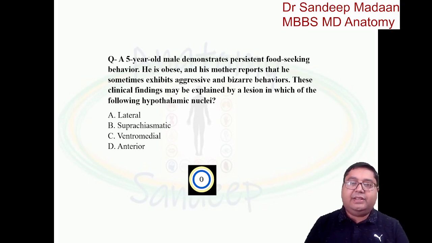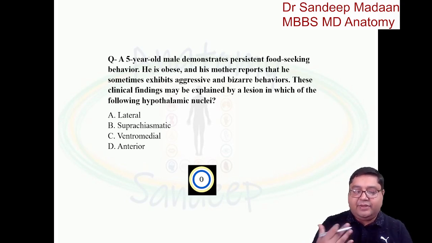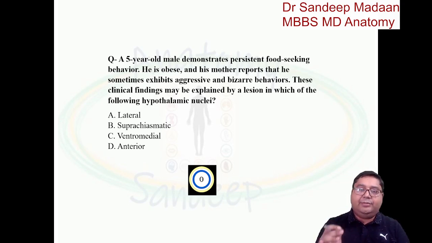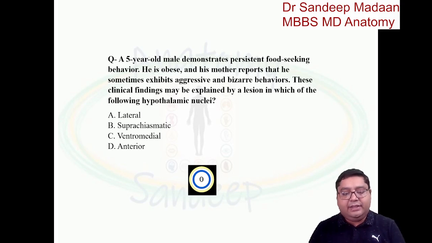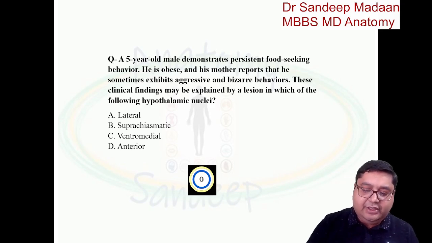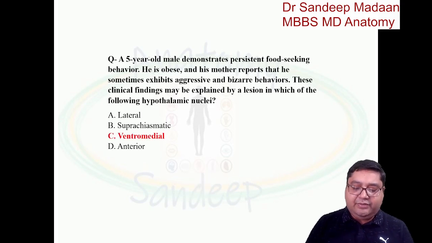Anji, what have you marked? So here the patient is having persistent food seeking behavior and he is obese, and the mother is saying he is sometimes having aggressive and bizarre behavior. Persistent food seeking behavior means his center of satiety is not working. So which nucleus of the hypothalamus will work as the satiety center? That will be the ventromedial, because lateral nucleus stimulation will lead to eating, but ventromedial nucleus stimulation will lead to satiety. The patient is having a lesion in the ventromedial nucleus, that's why that will be the answer.